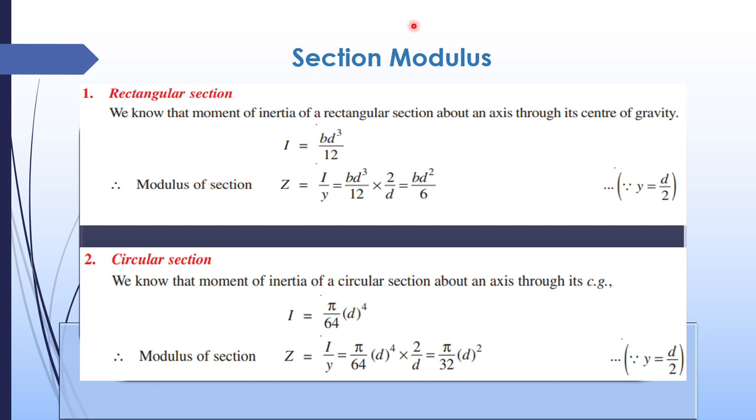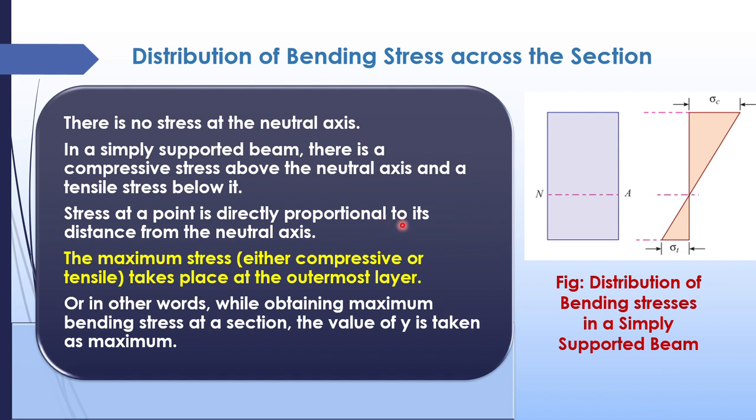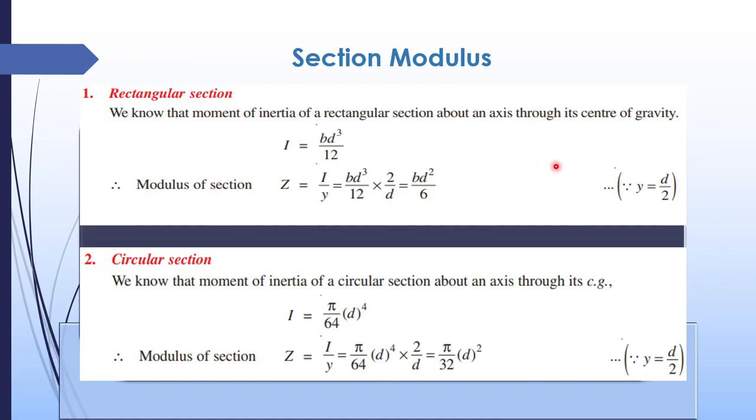Now we find the section modulus for different sections, starting with the rectangular section. Section modulus is I by y. I for a rectangular section is B D cube by 12. Now, what is y? For a rectangular section, the neutral axis will lie at the center of the rectangle. The maximum y is half the total depth: if the total depth is D, then y is D by 2. So B D cube by 12 by D by 2, which is into 2 by D, gives B D square by 6. The section modulus of a rectangular section is B D square by 6.